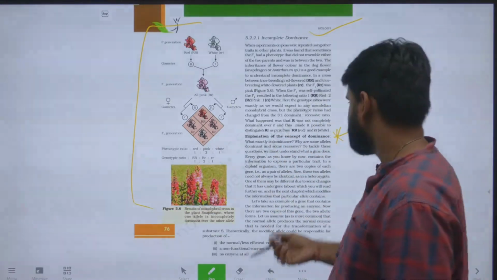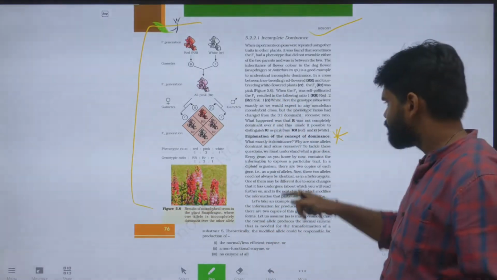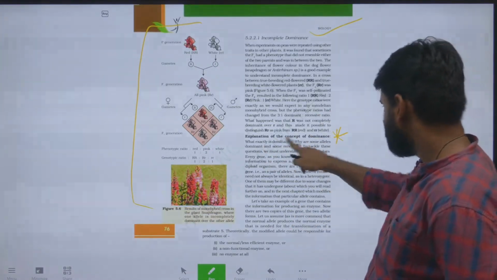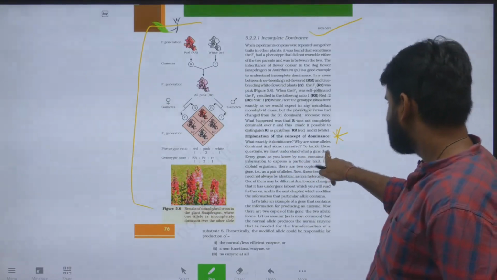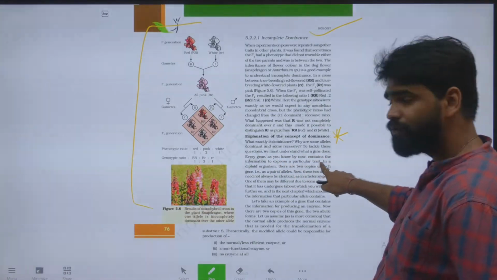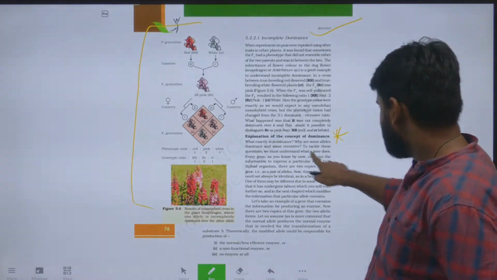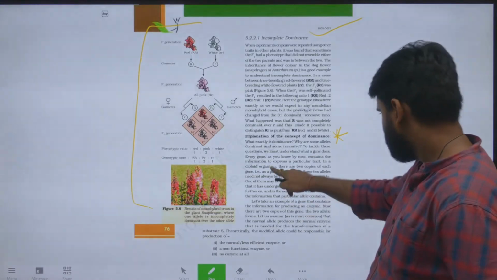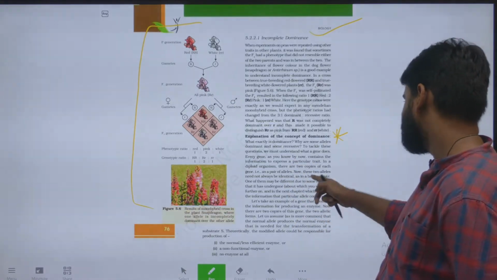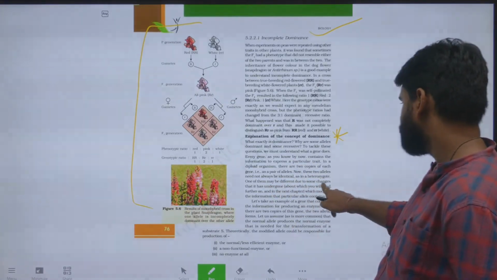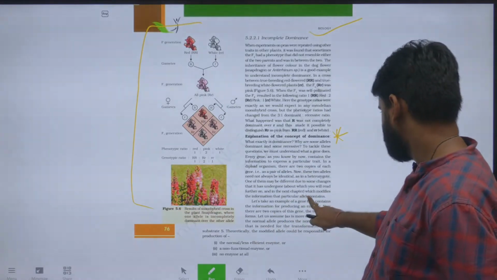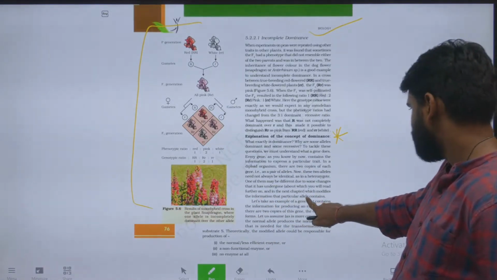What does dominance mean? Trying to get the gist of the chapter from here. What exactly is dominance? Why are some alleles dominant and some recessive? To tackle this question, we must understand what a gene does. Every gene, as you know by now, contains the information to express a particular trait, meaning phenotype, right? In a diploid organism, there are two copies of each gene, which are called alleles. These two alleles need not always be identical, as in the heterozygous condition. One of them may be different due to changes it has undergone, like mutation or recombination, which modifies the information that particular allele contains.